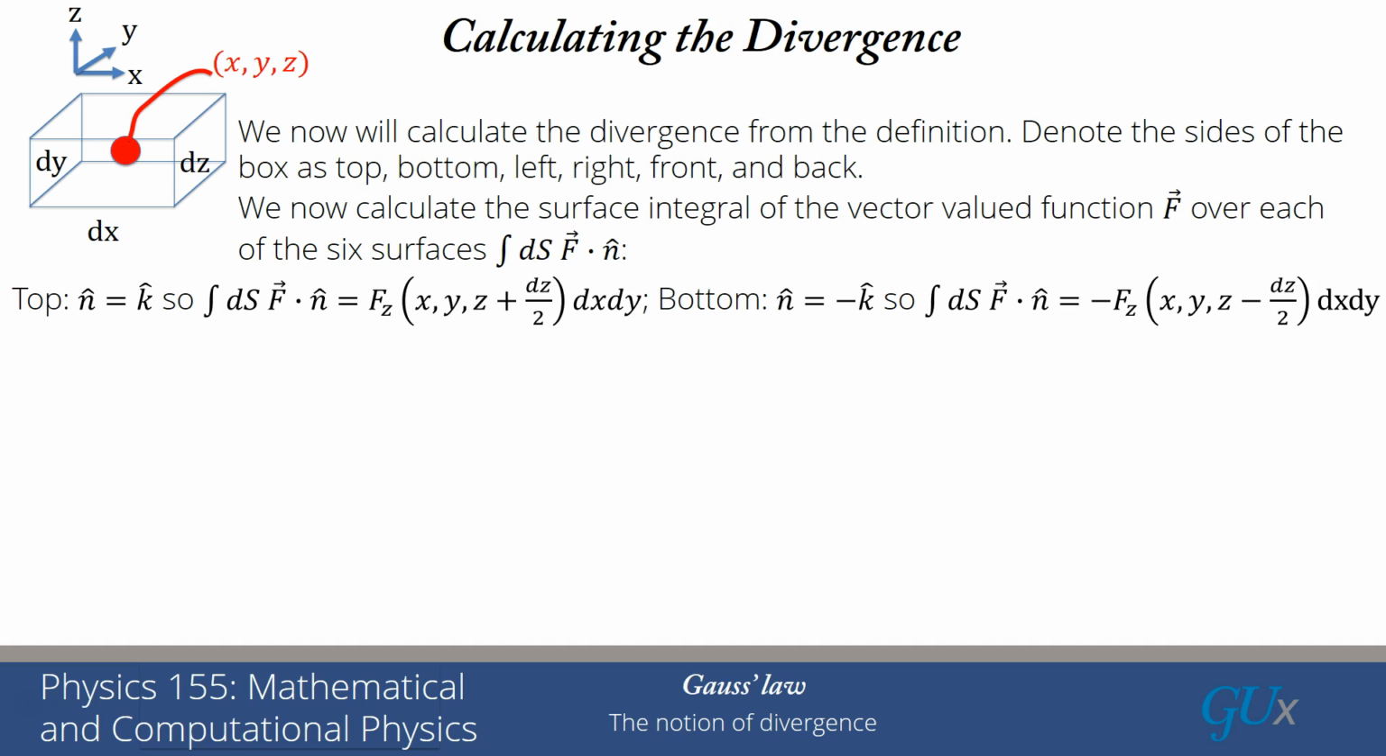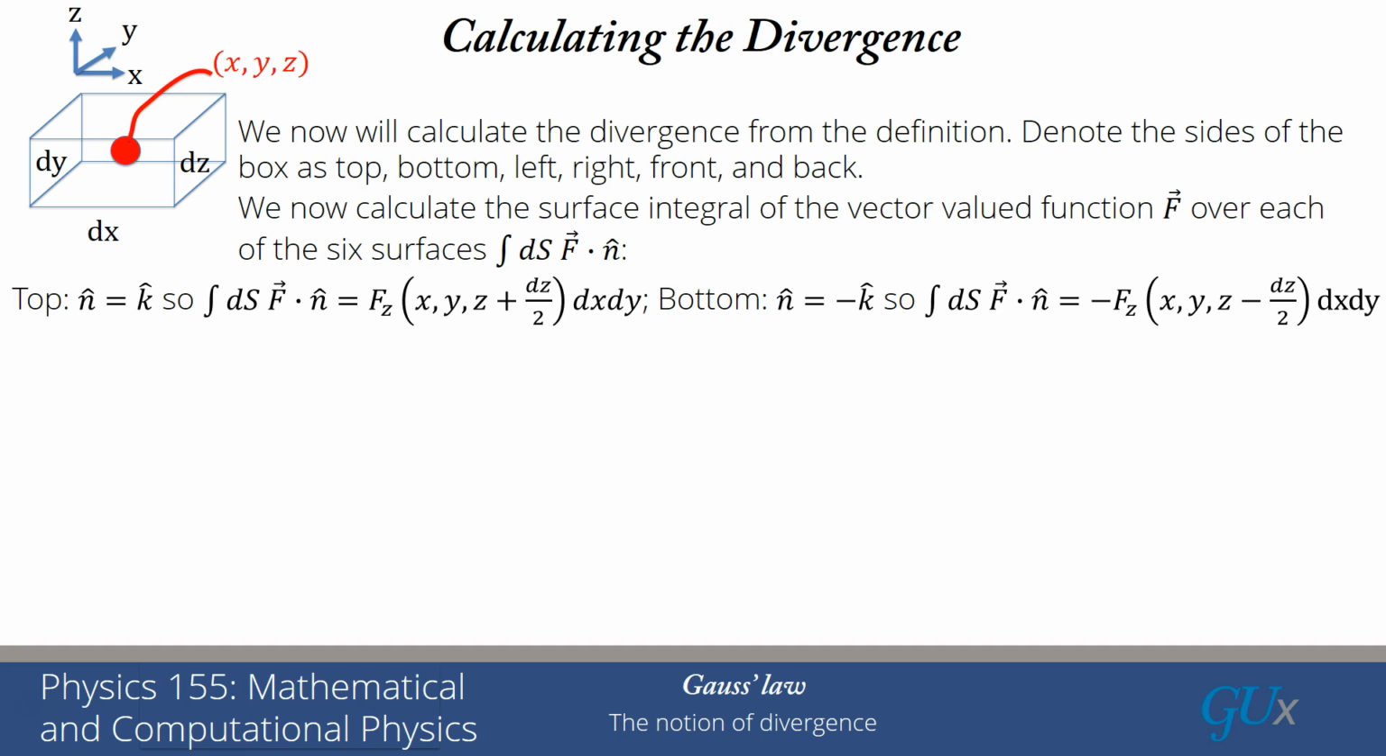In principle, I should have done an actual integral over the surface rather than just saying fz of x y z plus dz over 2 times dx dy. But it turns out for the thing that we're trying to evaluate, it's okay to make that approximation. What you're going to see is when we evaluate the bottom, which we're going to do next, which is exactly the same, except the normal is equal to minus k hat because it's pointing in the downward direction. And I'm evaluating the function at z minus dz over 2. You can see that now there's a minus sign in front of the fz.